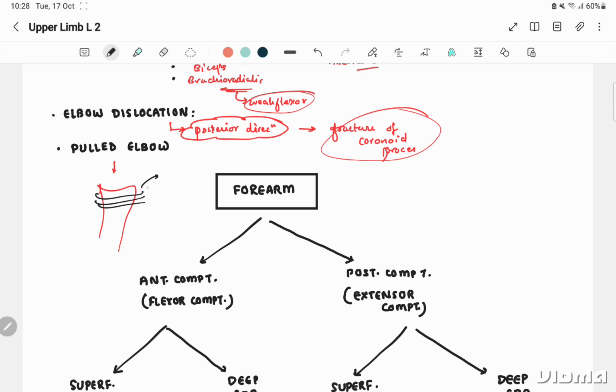So radius is not yet developed, so annular ligament is loose. So this is pulled elbow.